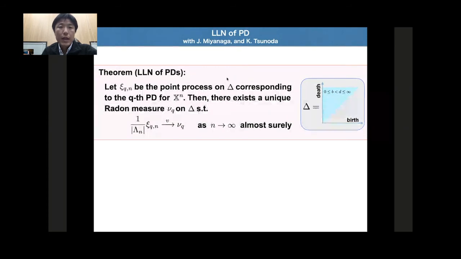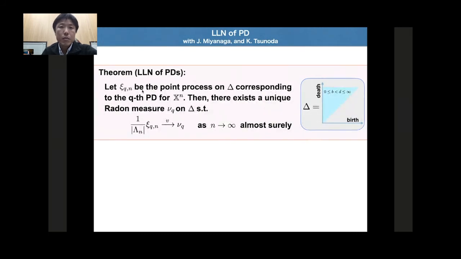First of all, I regard a persistence diagram as a counting measure defined over the triangular region delta. The counting measure is just a sum of Dirac measures. And since we are dealing with a random filtration, our persistence diagram will be a random variable. So we will get a random counting measure. It means that the persistence diagram is nothing but a random point process on this delta. So I will use this convention in my talk.